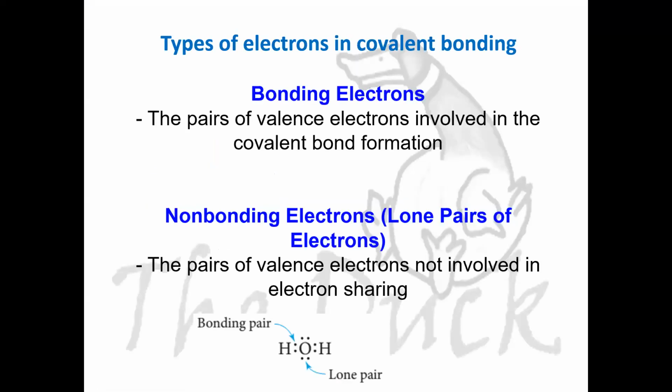So let's look at the types of electrons that are available in covalent bonding.